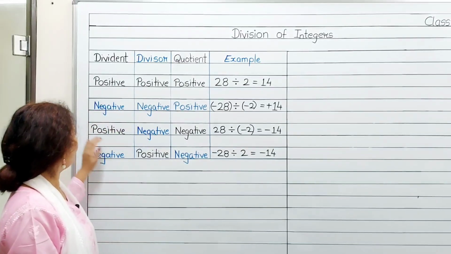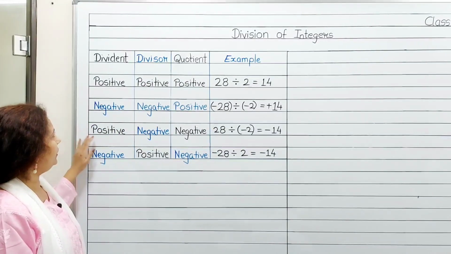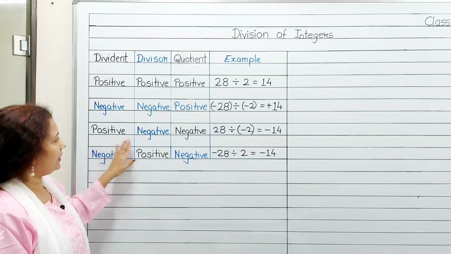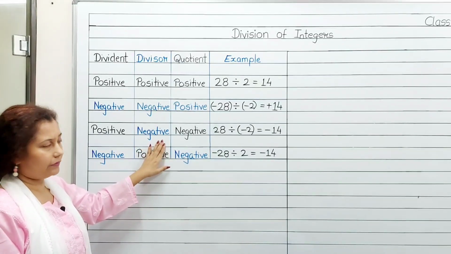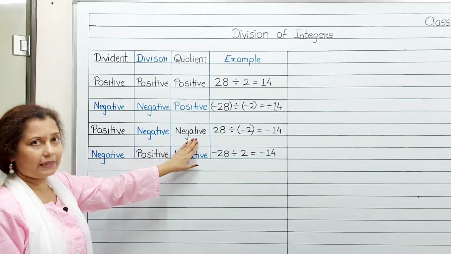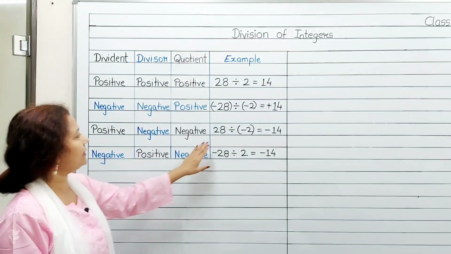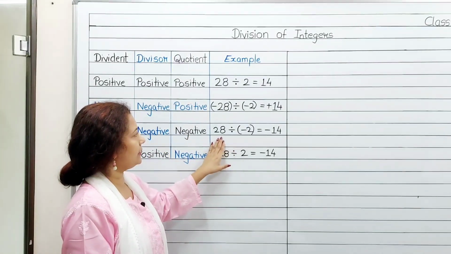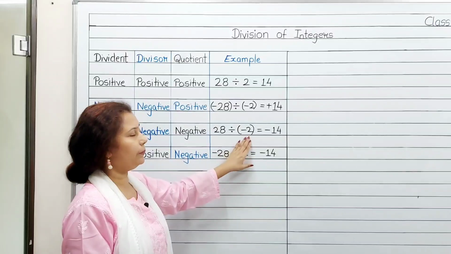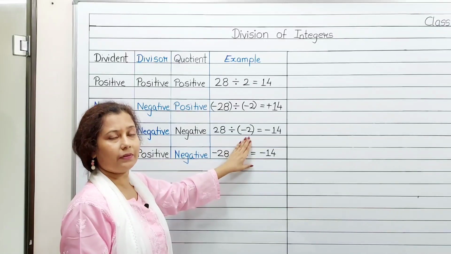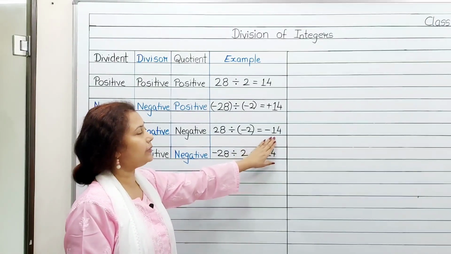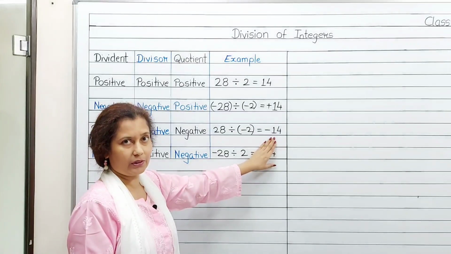quotient. In the second condition, when dividend is positive and divisor is negative, we get quotient as negative. For example, 28 is the dividend divided by minus 2, which is the divisor, we get minus 14 as the quotient.